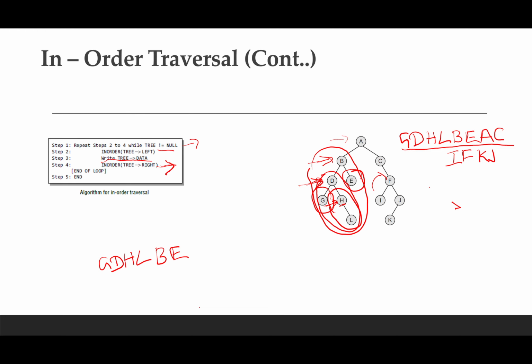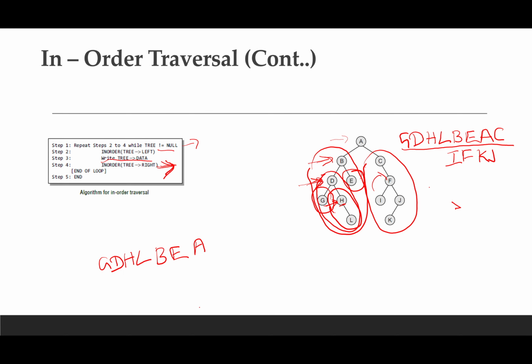So it will come out of this loop. Okay. And it will write tree->data. We are checking the function with tree->data. So it is A now. Then it will call inorder(tree->right). Okay, so this is the right child of the A. Right child of the A.